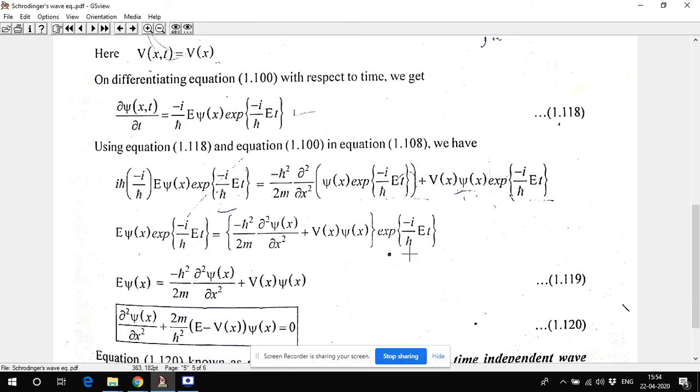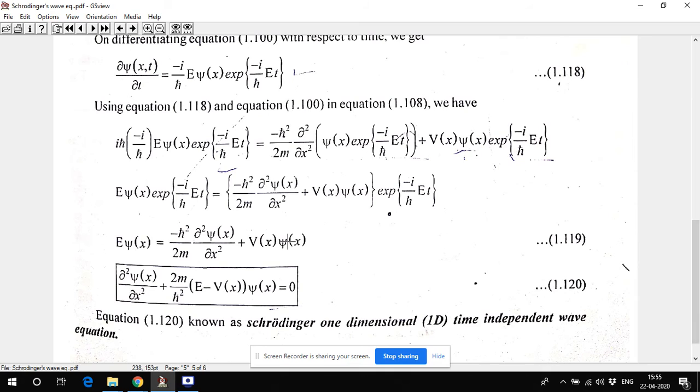Since the time part is cancelled out, what you can see is E psi(x) equals minus h cross square by 2m del square psi(x) by del x square plus V(x) psi(x). And in this equation, there is no time. So this equation becomes time independent. Any component related to time gets cancelled out. Hence, if you rearrange all these terms, we can write del square psi by del x square plus 2m upon h cross square, taking this part here, so E minus V will be there, times psi(x) equals 0. And this equation is named the Schrodinger one-dimensional time independent equation.